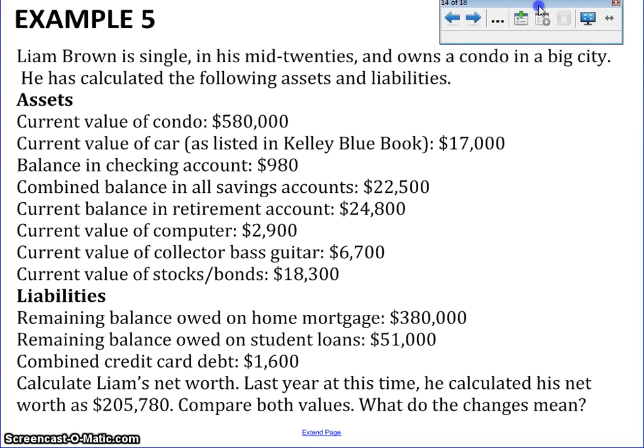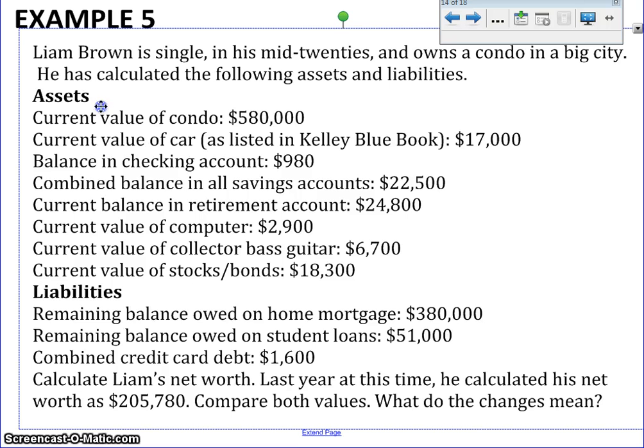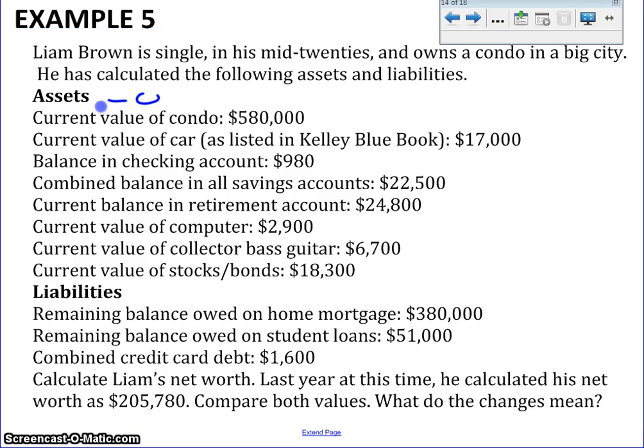So it breaks down to all of your assets and your liabilities. Now, assets are things that I own. So again, assets are things that I own, things that I have, they're in my possession. Whereas liabilities are things that I owe.